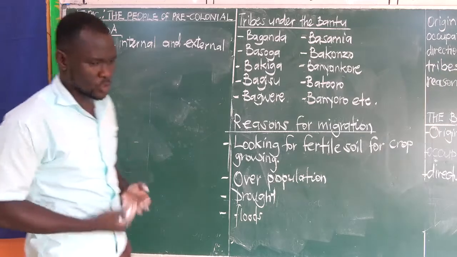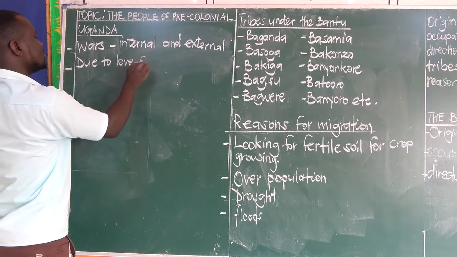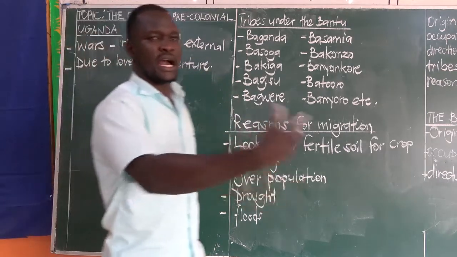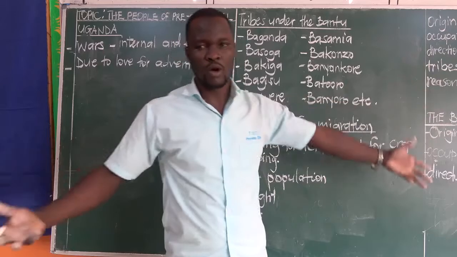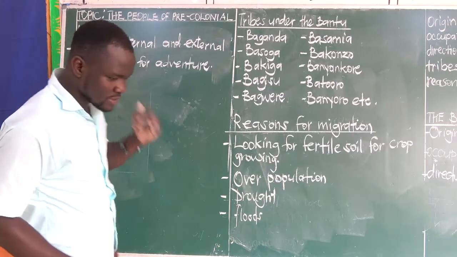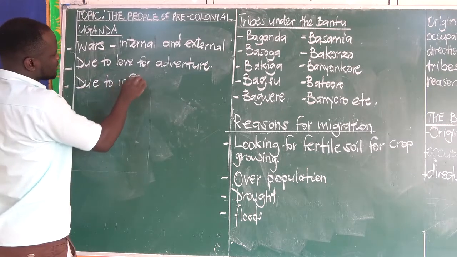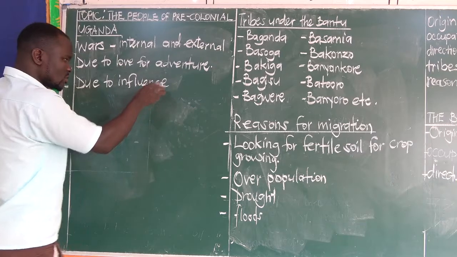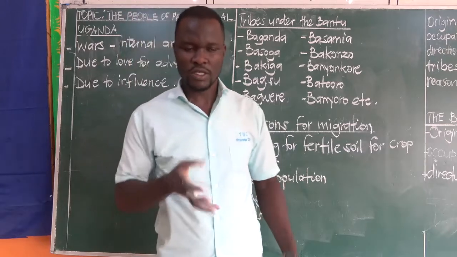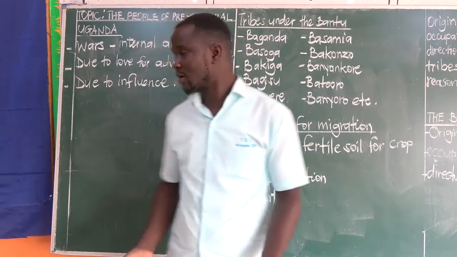Then, some of the Bantu migrated due to what we call love for adventure. They wanted to discover what was in other parts of the world. They wanted to find out more, so they ended up migrating to see. And lastly, some Bantu people migrated due to what we call influence. Someone who does something due to influence did not have it in their program, but because you have seen a friend doing it, you also end up being influenced.